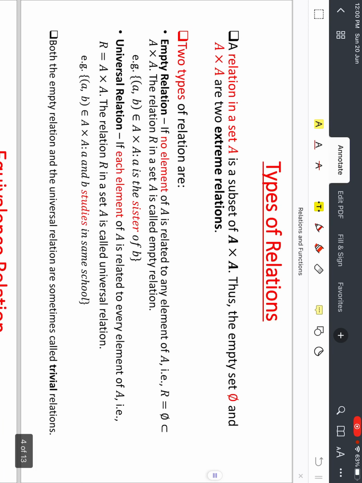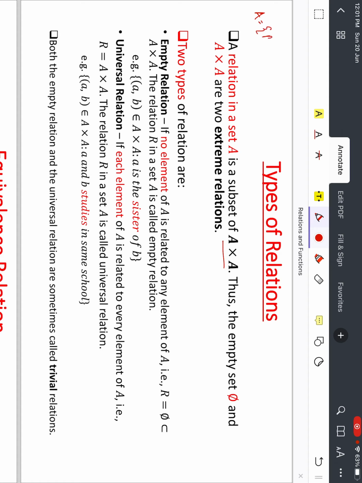So today we're going to discuss types of relation. Now, a relation in set A is a subset of A cross A. Now, I told you yesterday that we can have a relation between elements of two different sets, but it is also possible to get a relation between elements of the same set. So suppose I say set A is given by the set of boys Raj, Rahul and Ram.